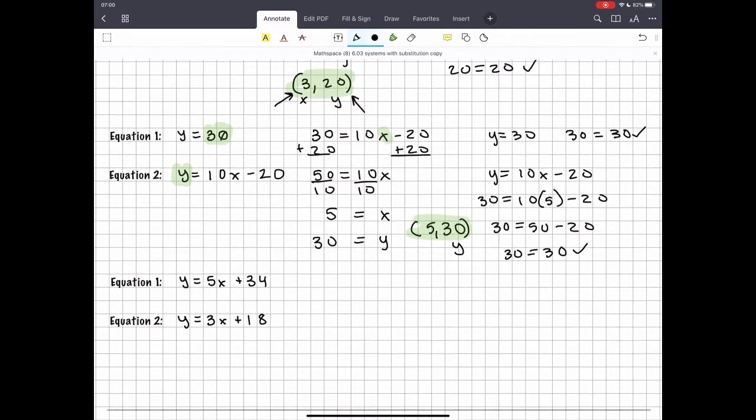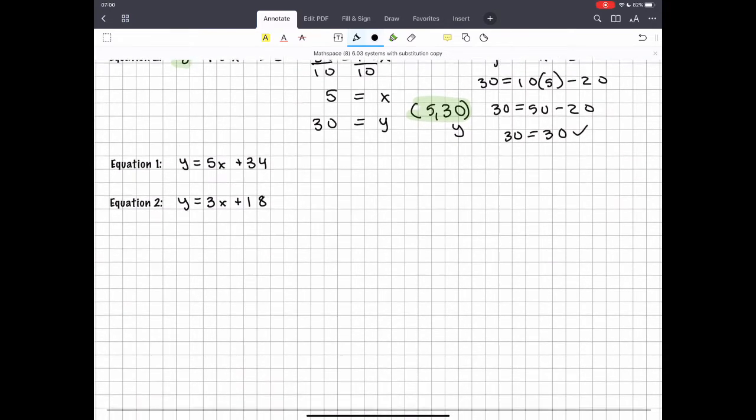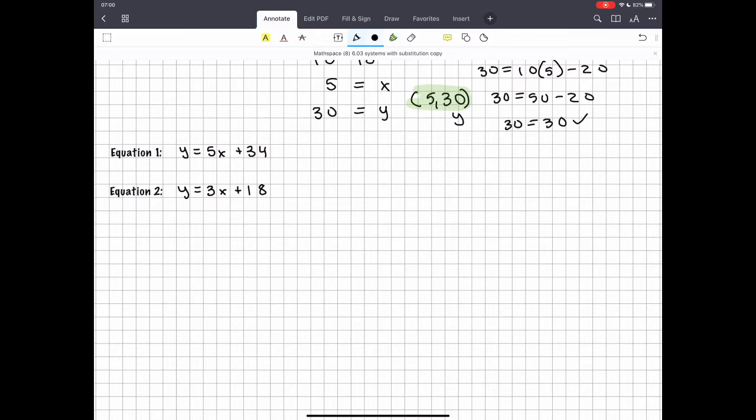Let's look at a similar problem, but slightly different. So this is the same idea. Now in equation 1, instead of saying y equals 30 or y equals 10, a constant, a number that's easy to use, it says y is the same as 5x plus 34. And in the second equation, it's saying y is equal to 3x plus 18. We can do this the same way we just did the other two problems.